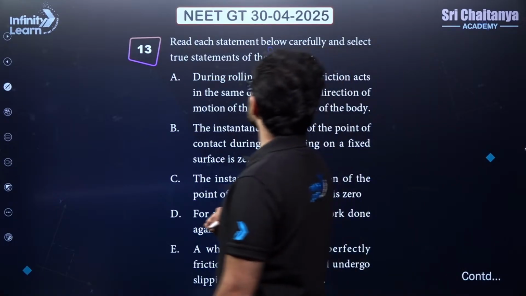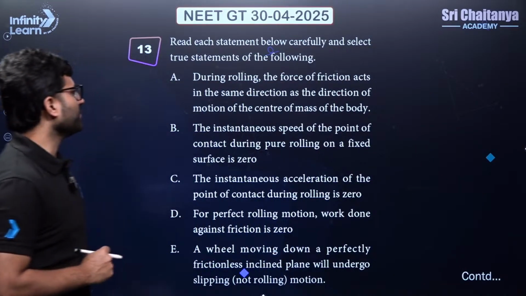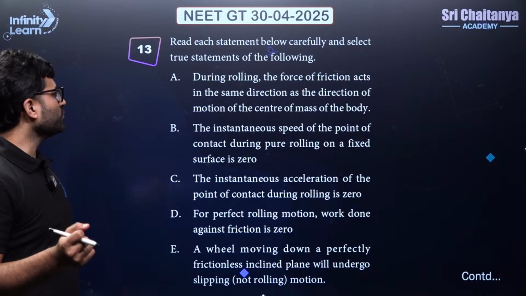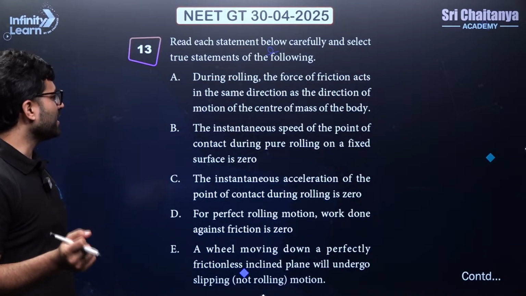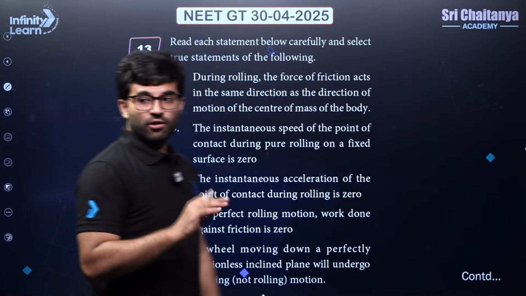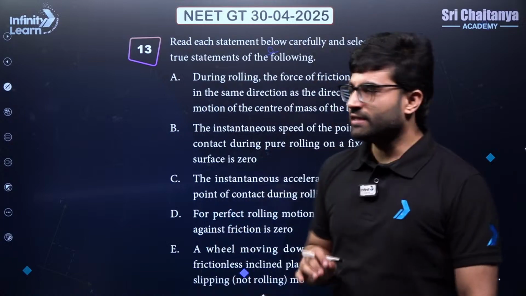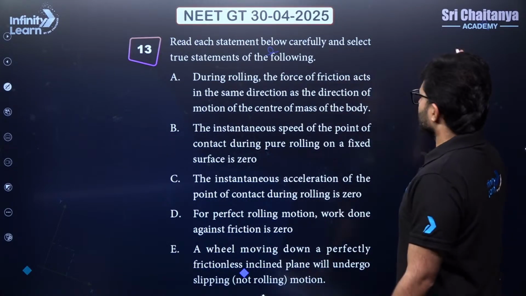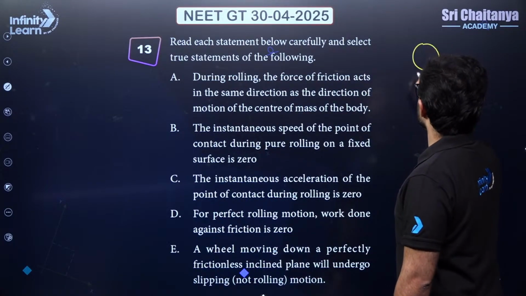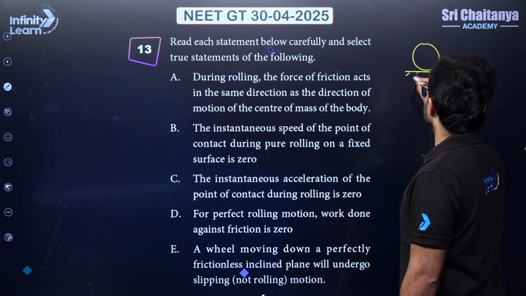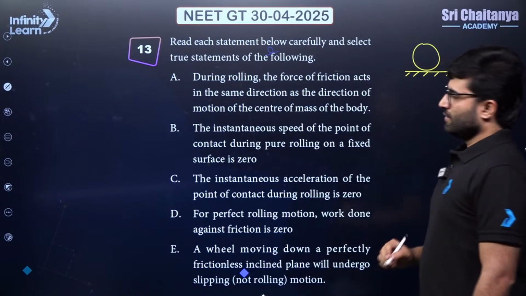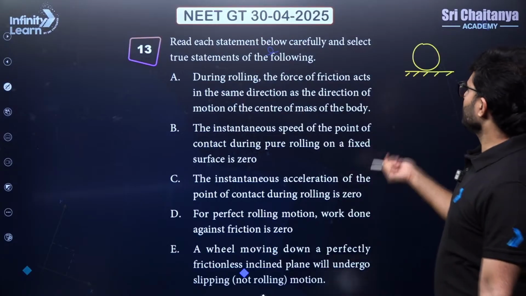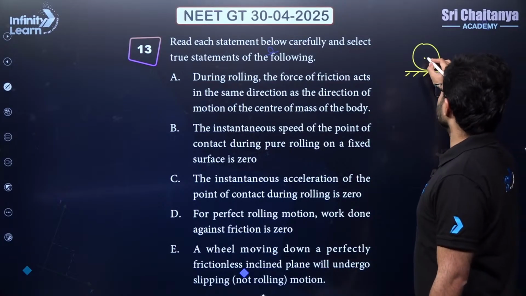Read each statement below carefully and select the true statements of the following. During rolling, the force of friction acts in the same direction as the direction of the motion of the center of mass. Not necessarily, right? It is not necessary, because if it is doing pure rolling on a fixed surface, the friction might act backward also, right?